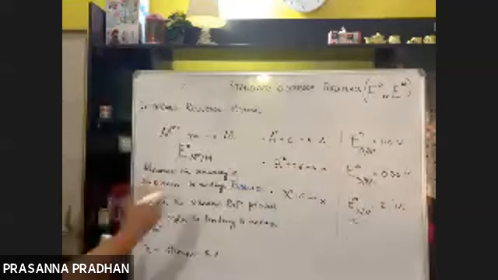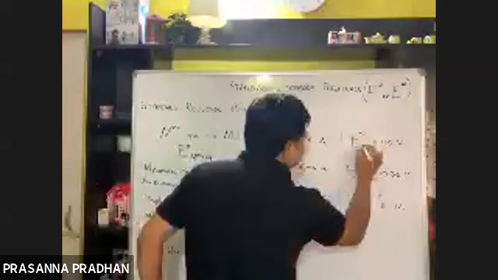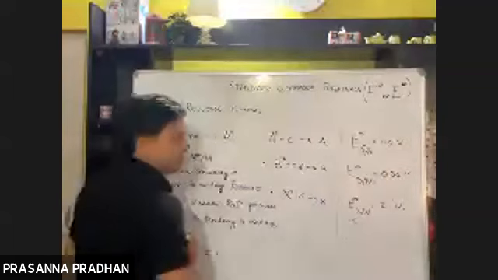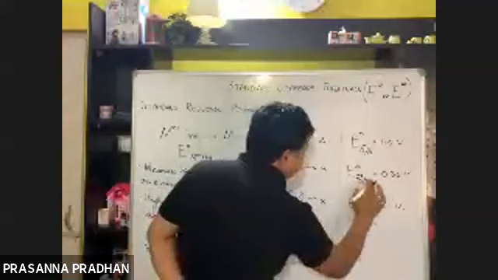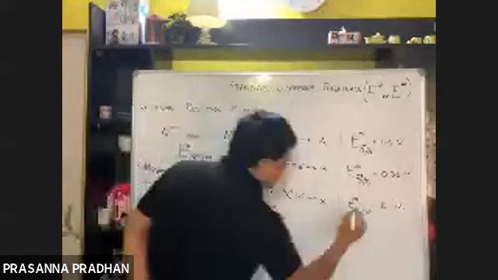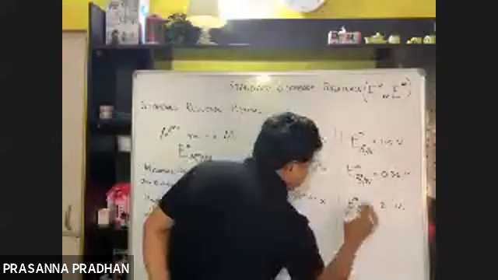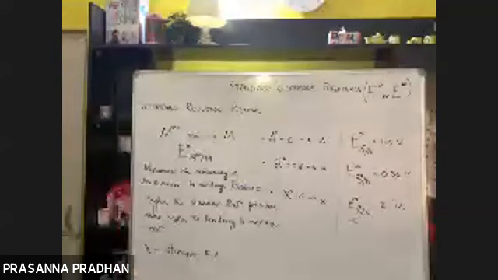So how will I write down the reduction potential? Here A positive is undergoing reduction to A. Here B dipositive is undergoing reduction to B. And X positive is undergoing reduction to X, like this. So what will be the standard reduction potential value of this electrode A? What is going to be the value?